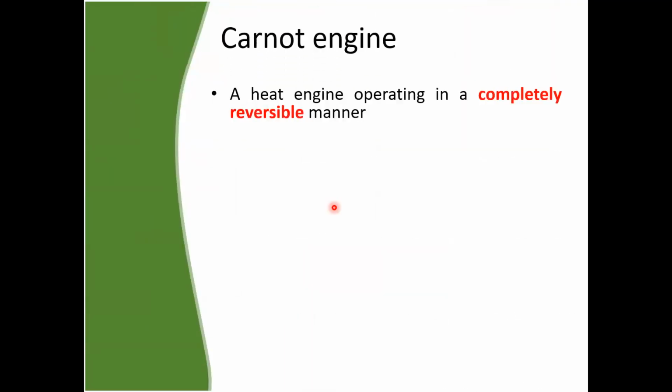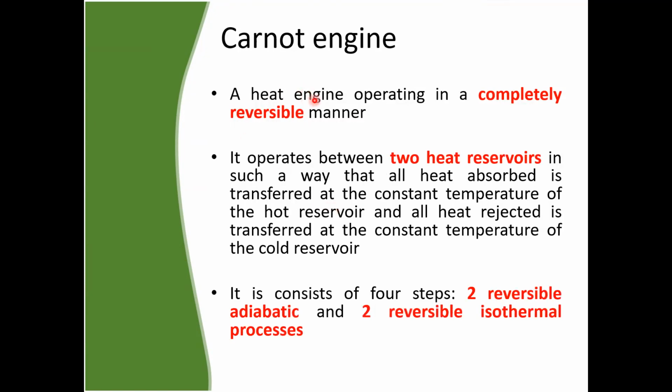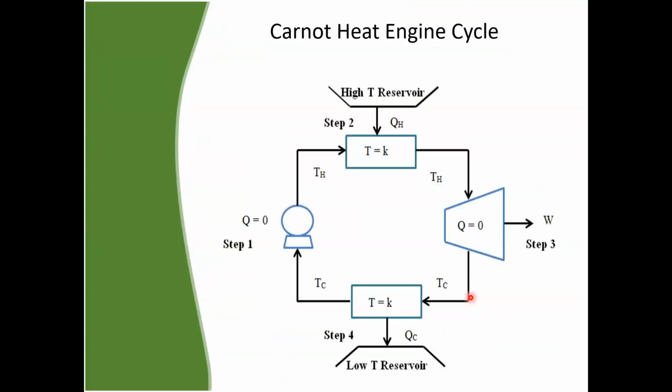Okay, now what is a Carnot engine? It's a heat engine operating in a completely reversible manner. It operates between two heat reservoirs such that all heat absorbed is transferred at the constant temperature of the hot reservoir, and all heat rejected is transferred at the constant temperature of the cold reservoir. So it consists of two reversible adiabatic and two reversible isothermal processes. Let's see what it looks like.